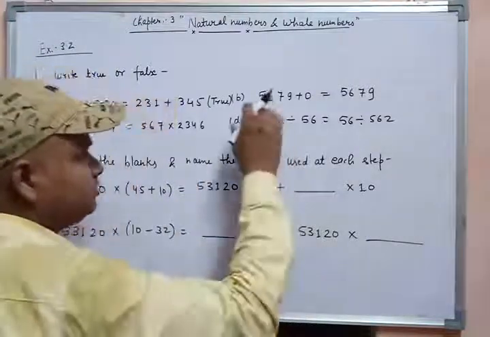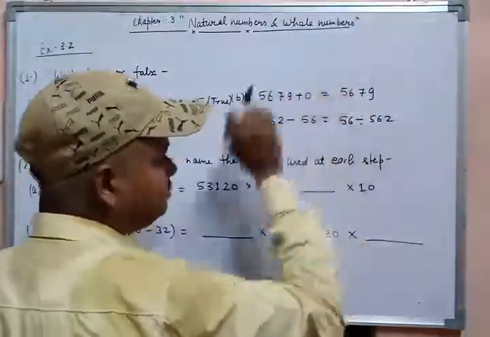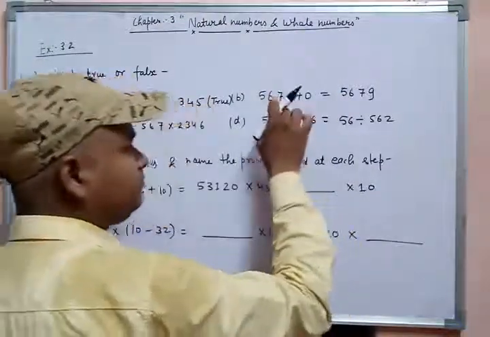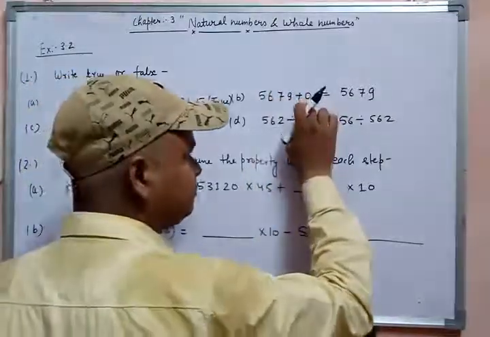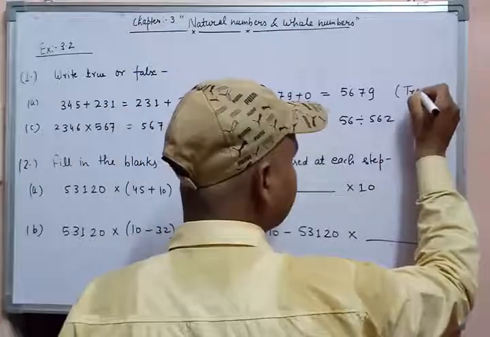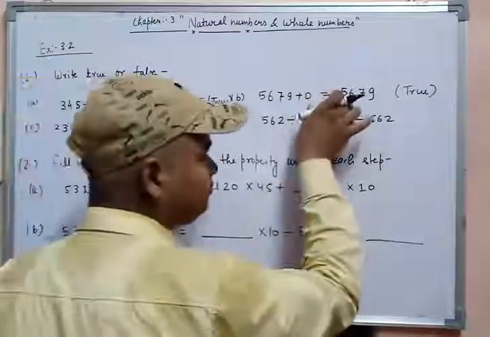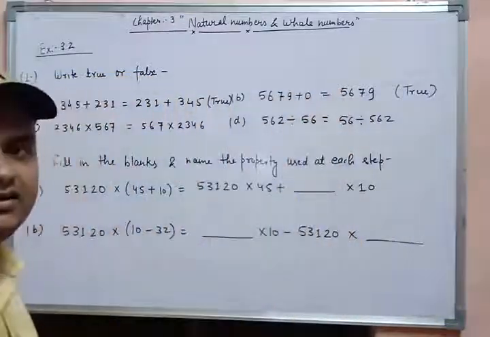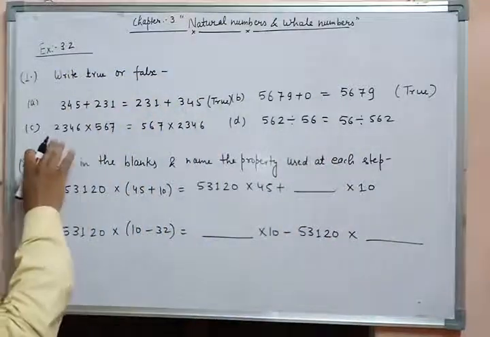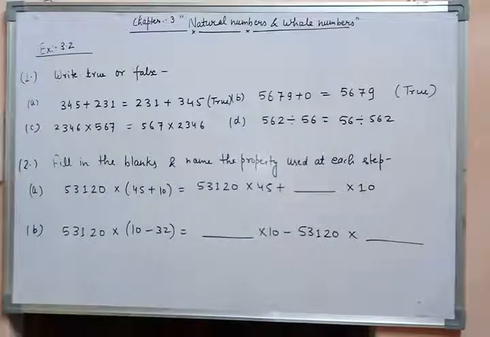Now the second question is also based on the properties of whole numbers: if we add 0 to any whole number, then we will get the same result. So it is also true. And which property are we using? The property of 0. Now in the same way, this question also belongs to the commutative property.